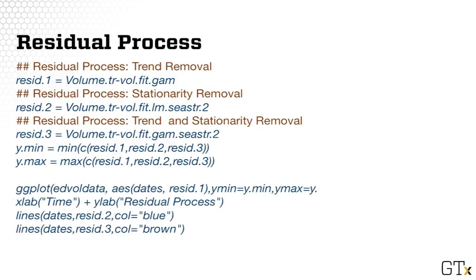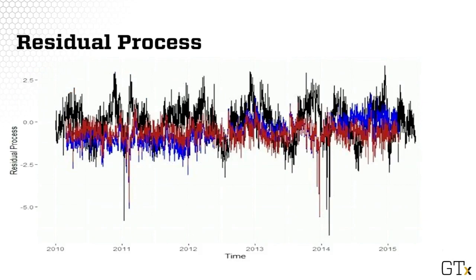The first R commands are to obtain these three residual time series. Next, I define the minimum and maximum values across all three processes in order to plot those time series on the same scale. The next set of R commands plot all three residual time series, overlaying them into one plot. And this is the resulting plot. In black is the time series after removing the trend alone. In blue is the time series after removing the seasonality. The time series in black clearly have some non-stationarity patterns, while all three have outliers.